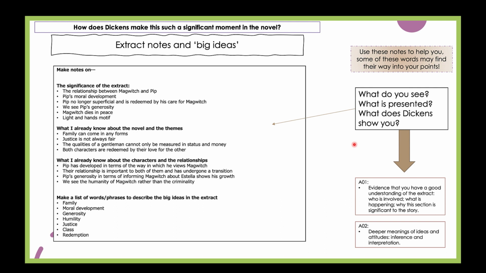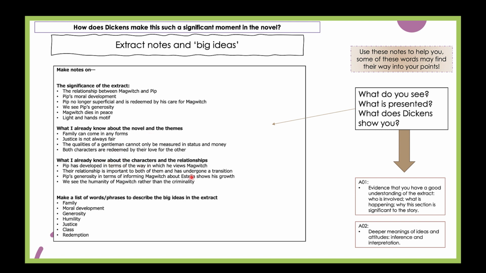You could just do these as a big brainstorm on your paper, just to have it as a plan. I like to organise it just in terms of the significance of the extract, what I already know, because remember, no matter where this extract is from, you are coming to the extract with your prior knowledge. There is nothing new here in this extract. There's nothing that you haven't covered. There's no idea, no theme that you haven't covered. You know how to talk about the characters. So don't forget that you already have a wealth of knowledge that's going to help you with this question.